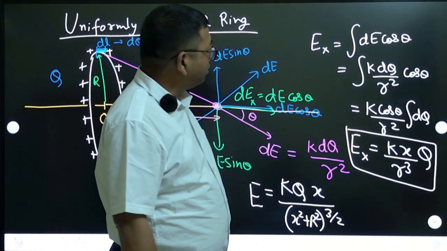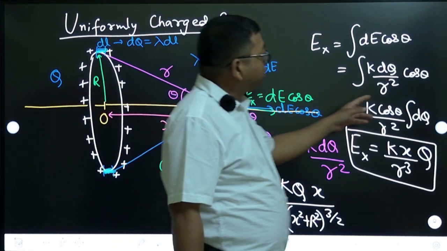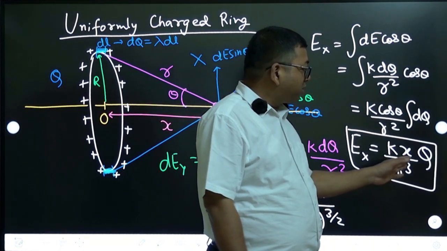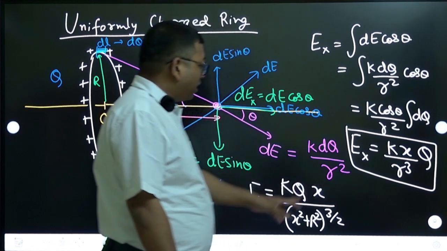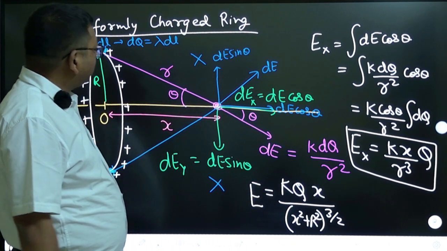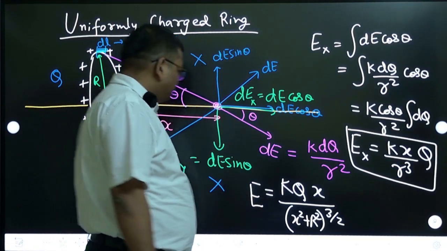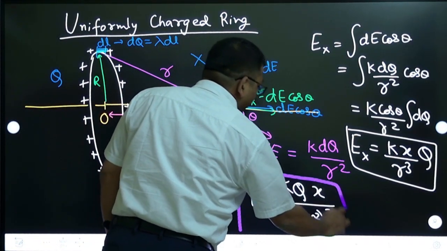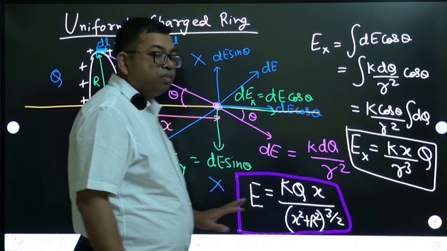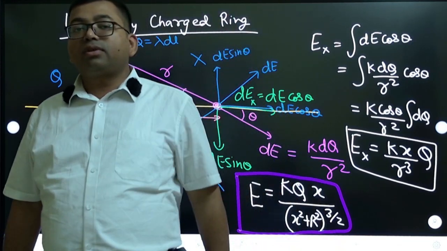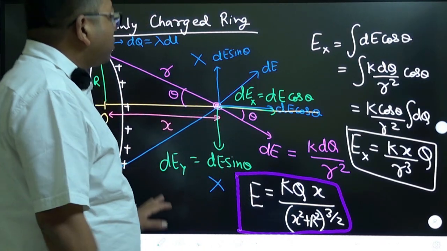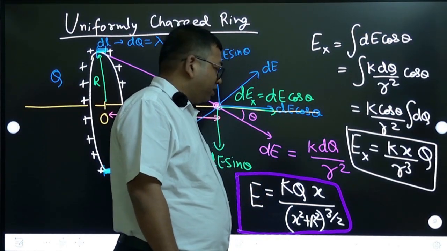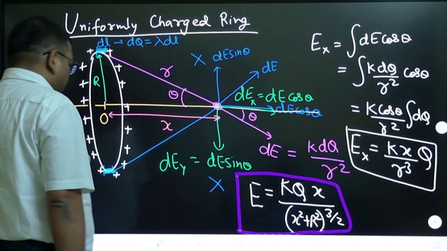So you integrate dE cos theta and substitute. Everything is constant, only dq is the variable. The integration of dq will give the total charge, and then you substitute r, which is root under x square plus r square. This is a very important result. Previously we had just written this result, now we have proved it. So in your board exam, a proof will come, and you have to write all this detail, with proper statements. This is the field.